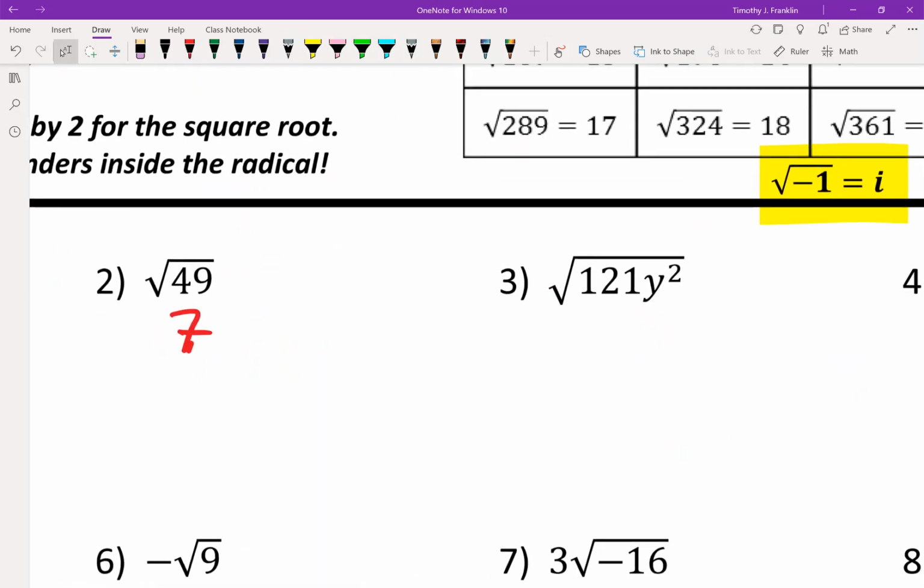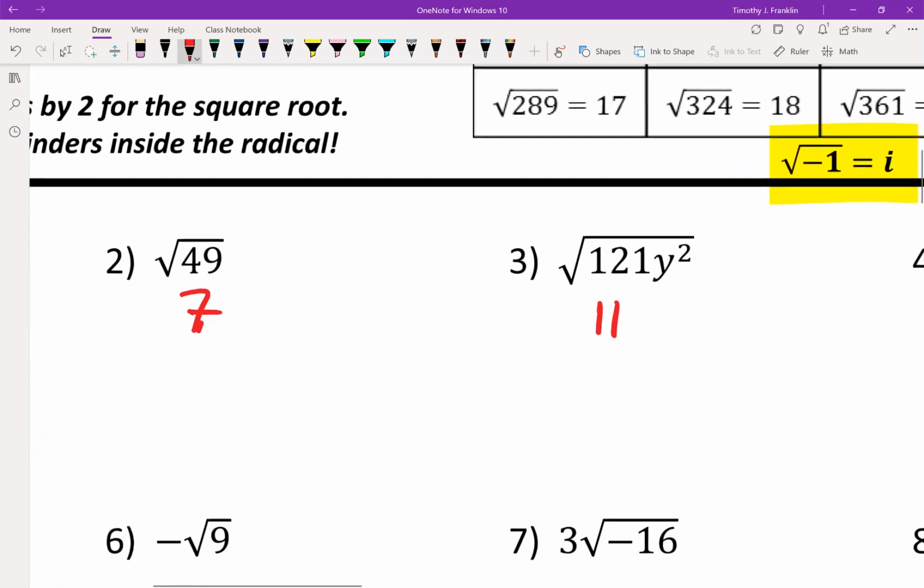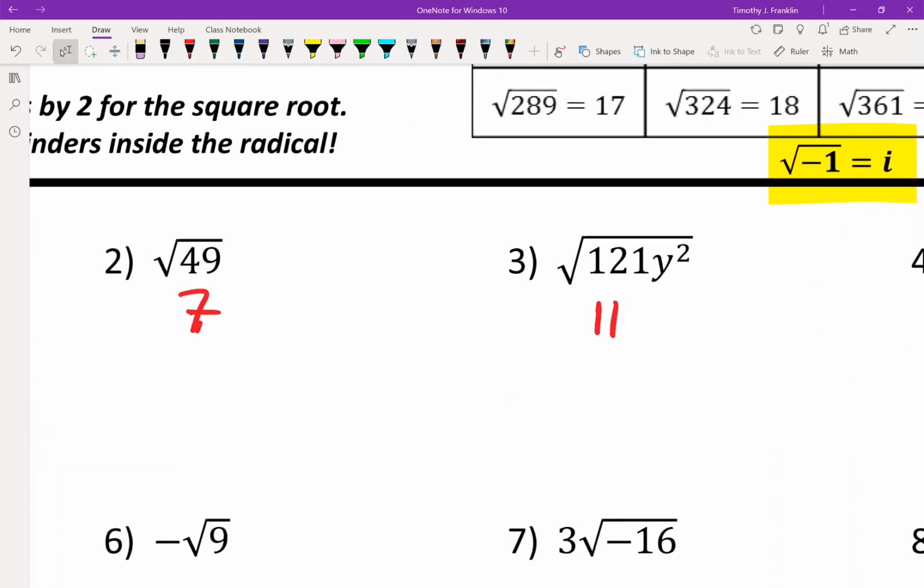All right, we have the square root of 121y squared. So first I would suggest doing this piece by piece. So the square root of 121, if you're not sure, you can check the table. It's right here. That is 11. Now the square root of y squared, just divide that exponent by 2. So that would be y to the first power, or just y. So 11y is what we want here. And if you think about it, if you multiply 11y times itself, you do get 121y squared.